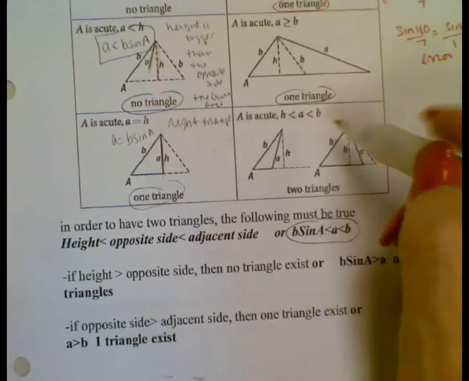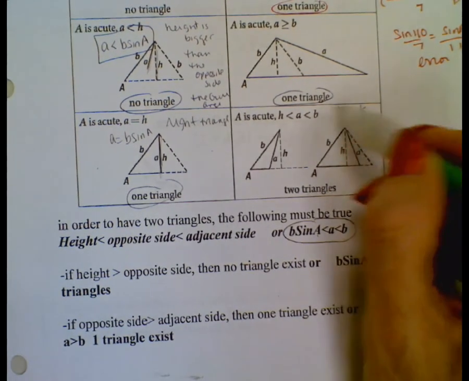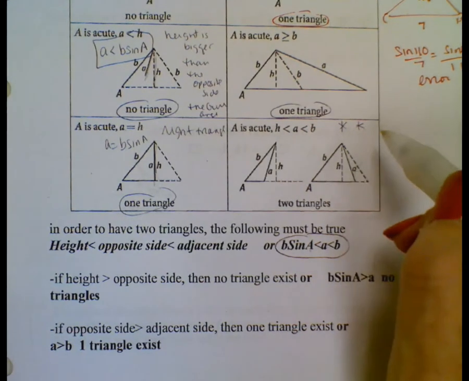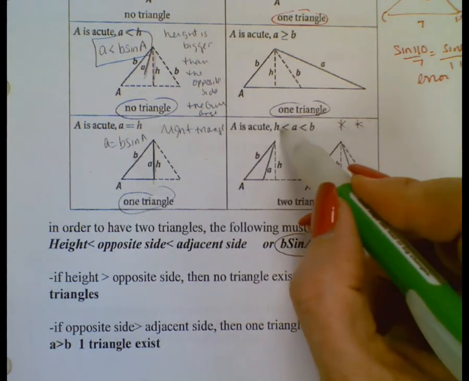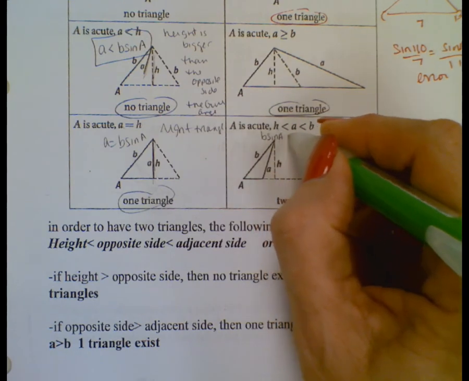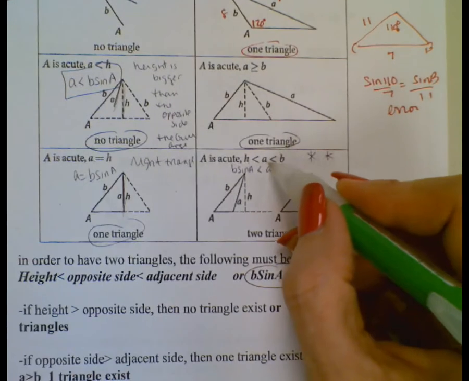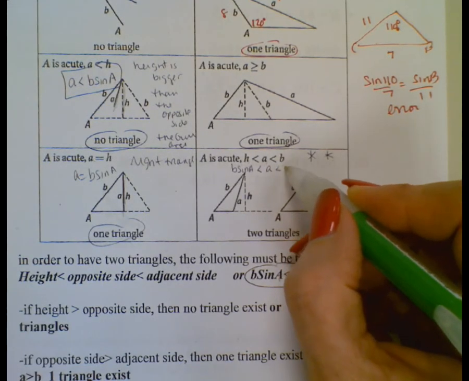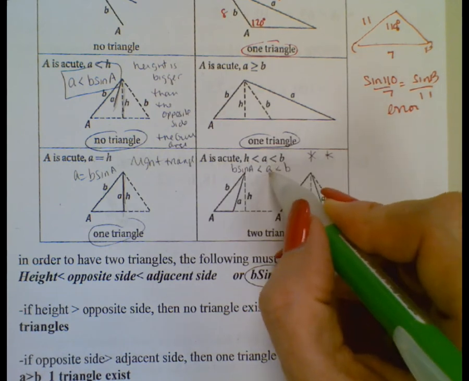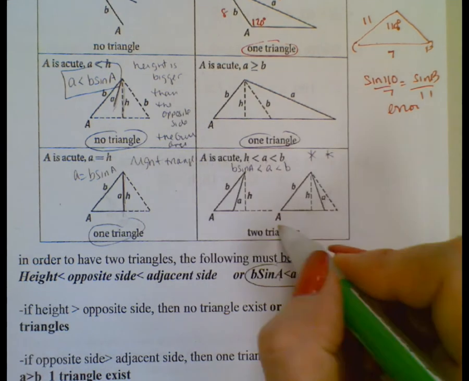This is when you know you have two. This is when you really have to pay attention. Of all of them, if you can know this one, it'll save you some points on a test because you don't want to forget this. Check: if the height, which by the way is B sine A, is less than A, the side opposite the given angle, and A is less than that friend side, the one that doesn't have the opposite angle. Basically, if A is greater than the height and A is less than B, you have two triangles.